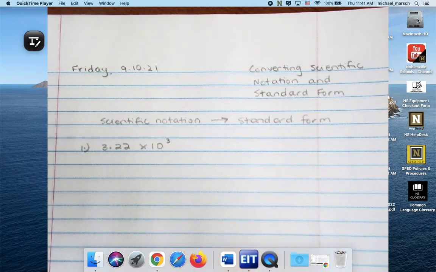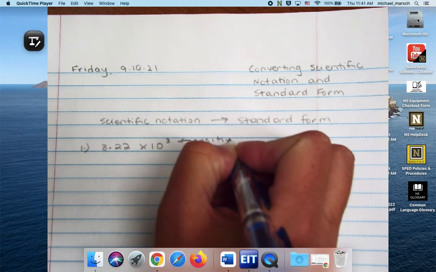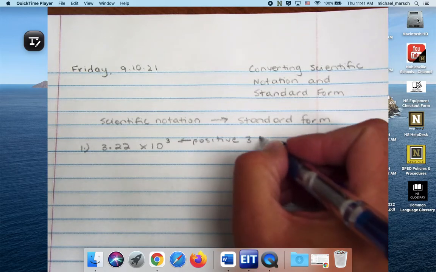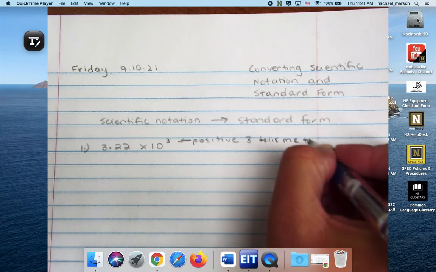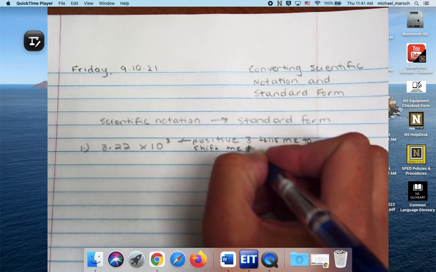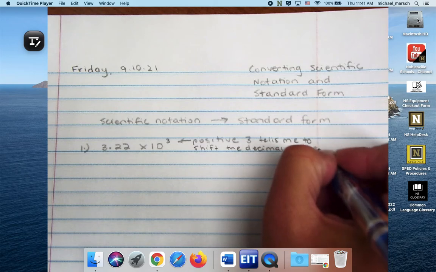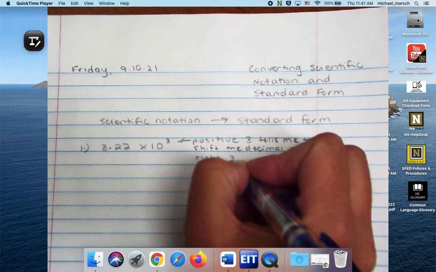3.22 times 10 to the third. So we're going to take that perfectly written scientific notation value and we're going to turn it into standard form. So this positive 3 here tells me to shift the decimal to the right 3 places.